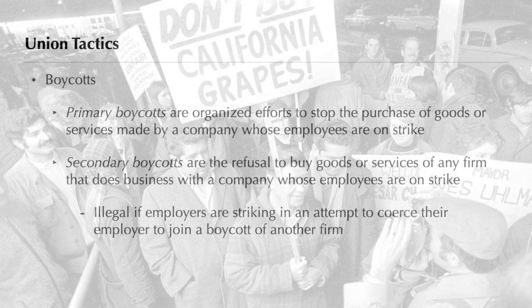If picketing does not help resolve a contract dispute, a union might decide to organize a boycott. A primary boycott is an organized effort to stop purchases of a firm's products. Most primary boycotts are organized on a basic level, but some have been successful on a national scale.